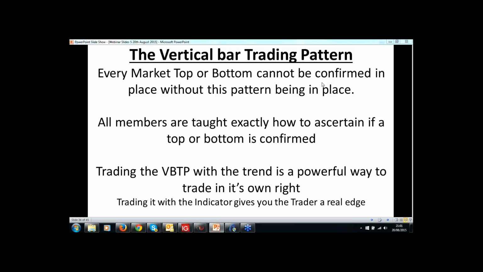Trading the vertical bar trading pattern with the trend is a powerful way to trade in its own right, but trading it with the indicator gives you, the trader, a real edge. And I can prove this day after day, chart after chart. We can go on and I can prove it time after time. I can't stress that enough.